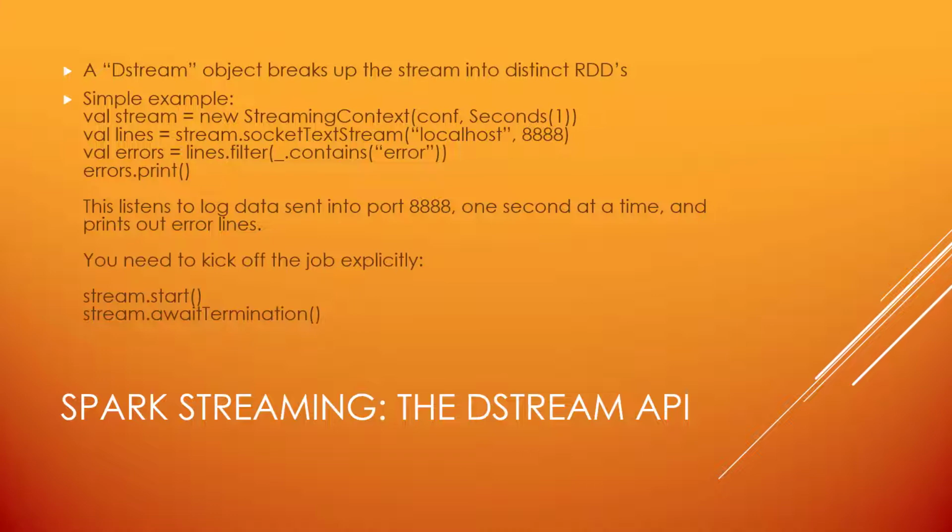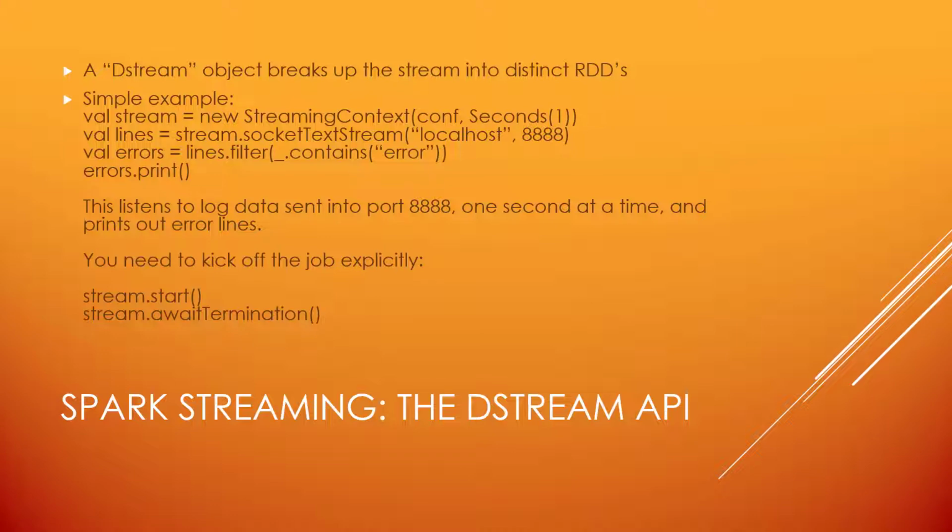So you'll have these micro batches that contain 1 second worth of new data that we're going to process as part of our script. We can then say stream.socketTextStream, and that's going to tell it to listen to port 8888 for text data being sent in on that TCP port. And then all it's going to do is filter those incoming lines for lines that contain the word error. And if it sees a line that contains the word error, it will print it out.